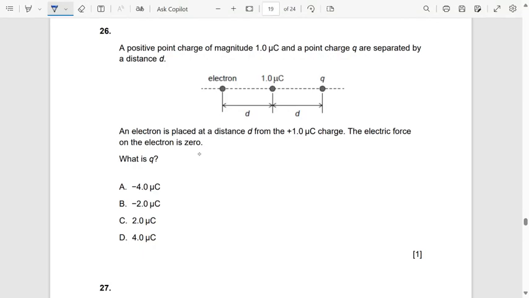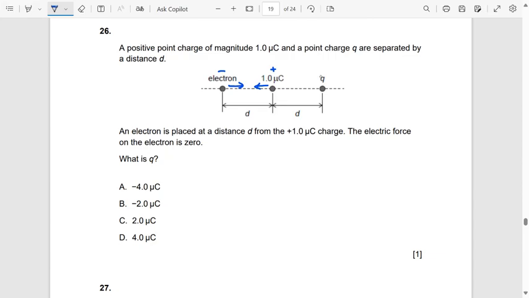So we have an electron, and we know that electrons are negative. And it's at a distance of d from a positive charge. So there must be a force of attraction. There's an electric force of attraction that is pulling this electron towards the 1 microcoulomb and vice versa. However, it says the electric force on the electron is 0.